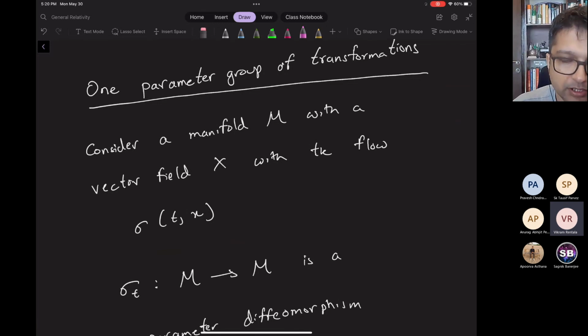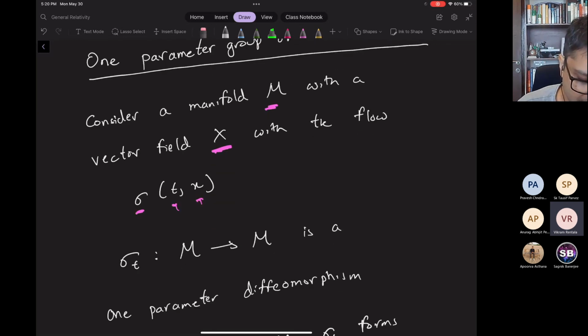So now you can think of this flow as a one parameter group of transformations. Let me explain what that means. Let's consider a manifold M with a vector field X. Once you specify this vector field, it defines a unique flow function, sigma, which is a function of t and x. If I fix the value of t, then I have a free slot x where I can feed any point on the manifold, and what it returns is some other point on the manifold.